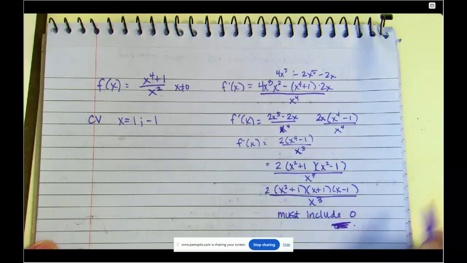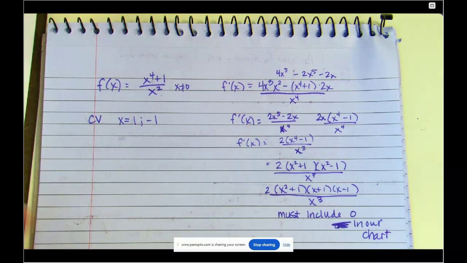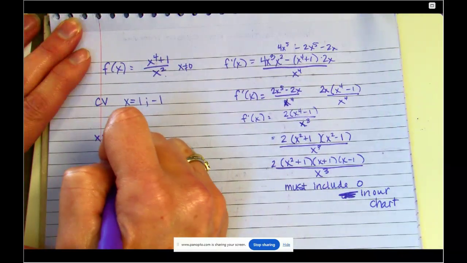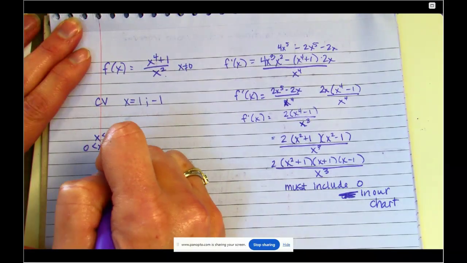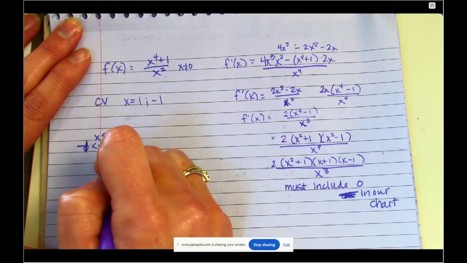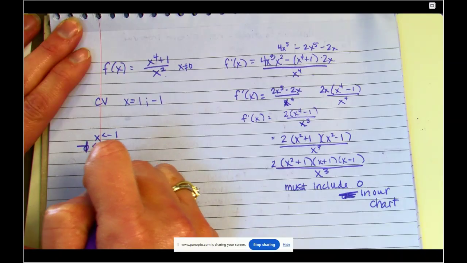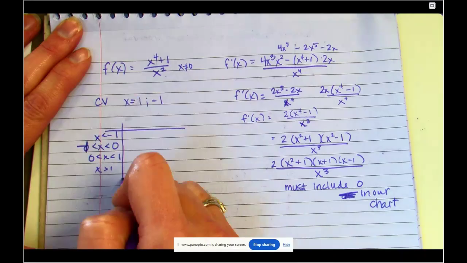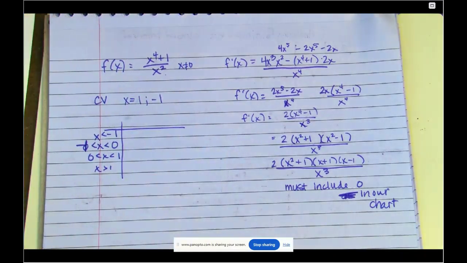No, I don't want to say that. In our chart, he's an honorary chart member, but not a critical value. Negative 1 to 0, 0 to 1. What if it wasn't 0 and it was like a squared on the bottom and like a negative? Give me an example that you're thinking of. I don't think there could be one. Okay.